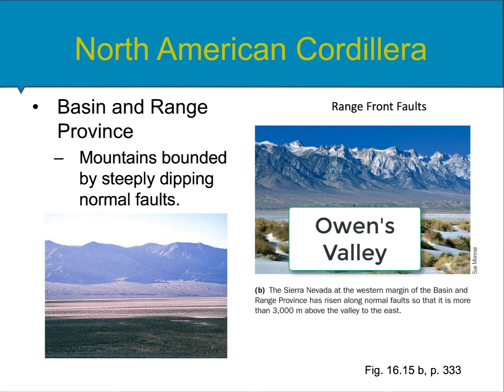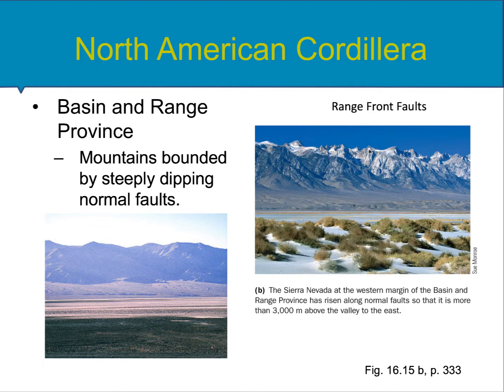So in this case, this is Owens Valley, and Owens Valley is around 3,000 feet, and then up here Mount Whitney and the Sierra Nevada is over 14,500 feet. So we're looking at about 11,000 feet of relief, of movement on these faults. And obviously there's been some erosion, so there's probably been even more movement on these faults. So the Basin and Range, mountains bounded by steeply dipping normal faults.